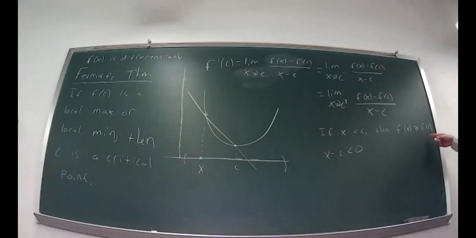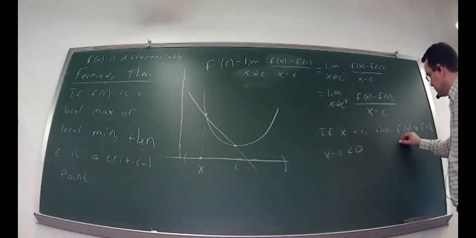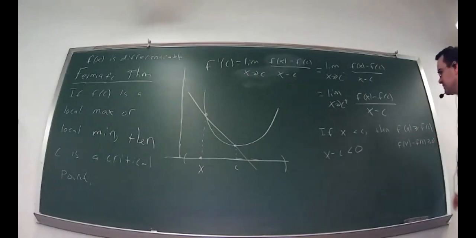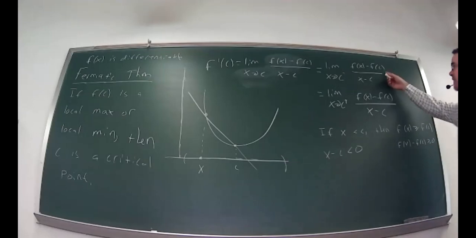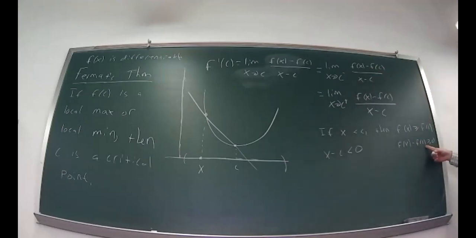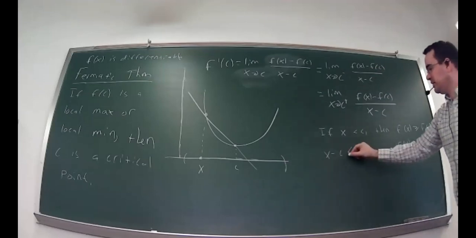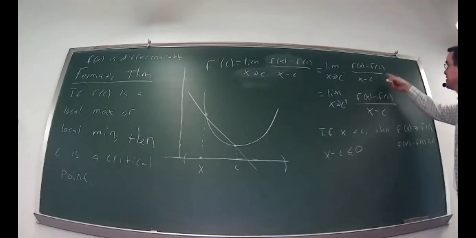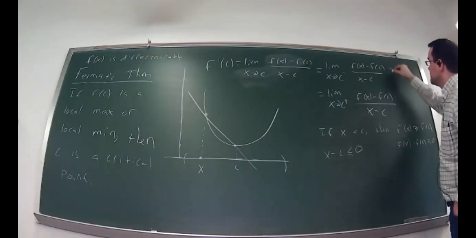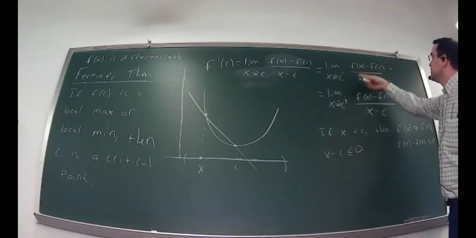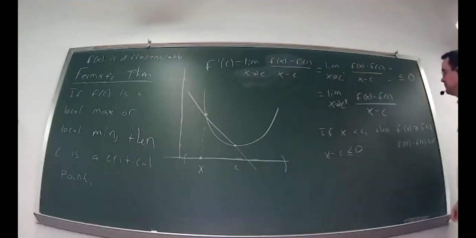If f of x is bigger than or equal to f of C, then f of x minus f of C is bigger than or equal to 0. So if you take f of x minus f of C divided by x minus C, isn't that a non-negative number divided by a negative number? So think of this as a positive number divided by a negative number. So this difference quotient is always less than or equal to 0.